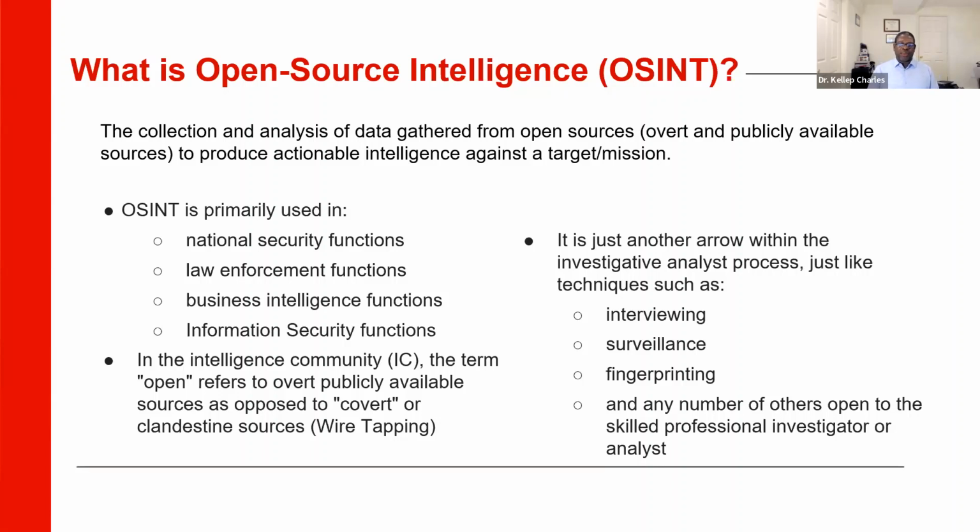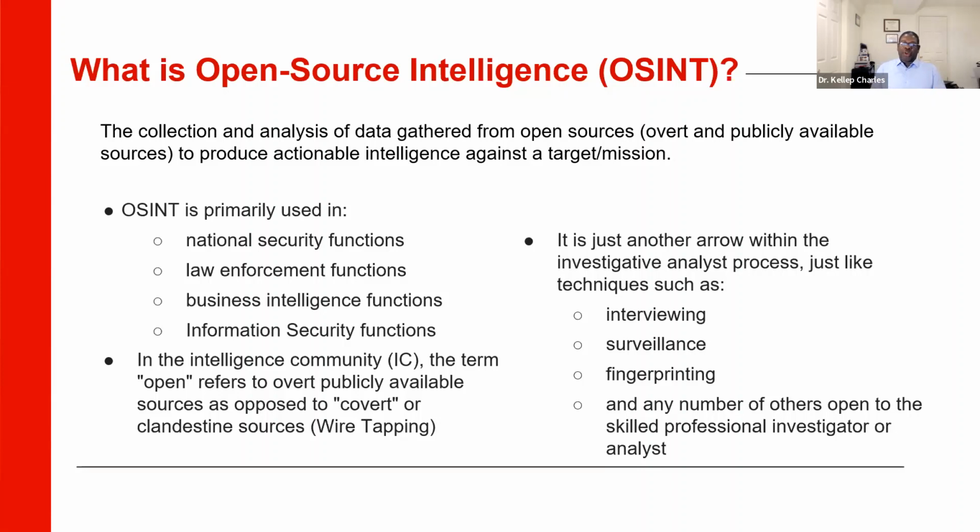Now, in the intelligence community, when we talk about open, basically we're talking about information that is publicly available, it's overt, as compared to the word covert, where it is not publicly available. To get information via covert means may require something more intrusive, like wiretapping or breaking into someone's email and office to gain the information. But with open source intelligence, we're dealing with open source overt information.